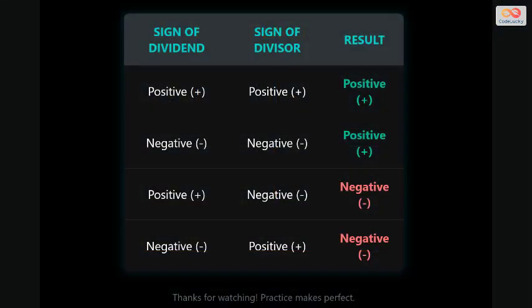To wrap up, remember this simple summary table. If the signs are the same, positive or negative and negative, the result is positive. If the signs are different, one positive and one negative, the result is negative.